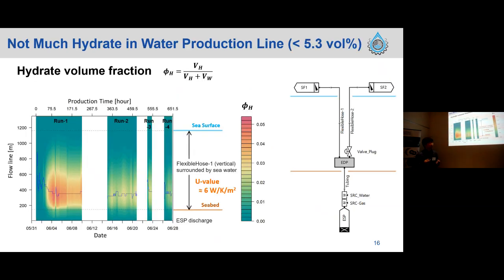In terms of hydrate growth in the production line, it wasn't significant in the simulations. Basically, the hydrate volume fraction in the simulation is less than about 5 volume%. This graph shows the profile of hydrate volume fraction in the line from ESP discharge to surface throughout the gas production. The blue line in this graph shows the location of the maximum hydrate volume fraction at each time.